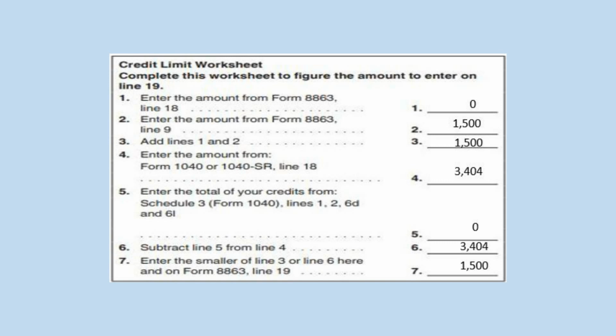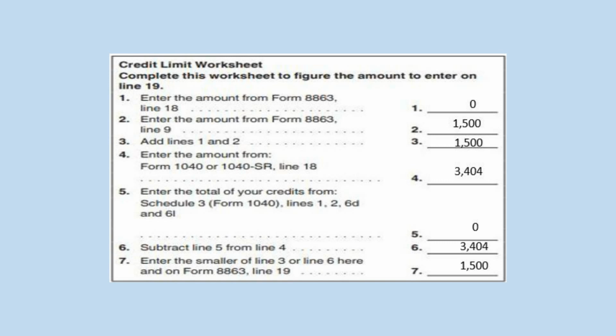Line 1 will be 0 as Line 18 of Form 8863 is 0. Line 2 will be $1,500 from Line 9. Line 3 will be $1,500 as you add lines 1 and 2 together. On Line 4, enter the amount from Line 18 of the Form 1040, which is $3,404. Line 5 will be 0 as you don't have any credits on Schedule 3. Line 6 will be $3,404 as you're subtracting Line 5 from Line 4. On Line 7, enter the smaller of Line 3 or Line 6, which will be $1,500.